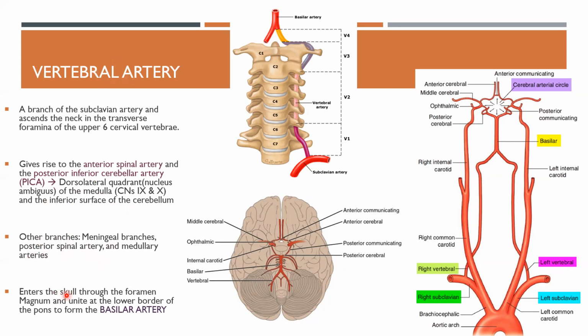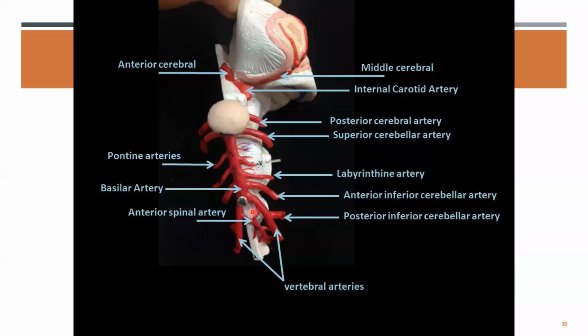Your vertebral arteries enter the skull through the foramen magnum and unite at the lower border of the pons to form the basilar artery. Here you can see, this is anterior, this is posterior, and the vertebral arteries joining at the lower border of your pons to form your basilar artery. The vertebral artery has an anterior spinal artery branch and the posterior inferior cerebellar artery, which is your PICA.